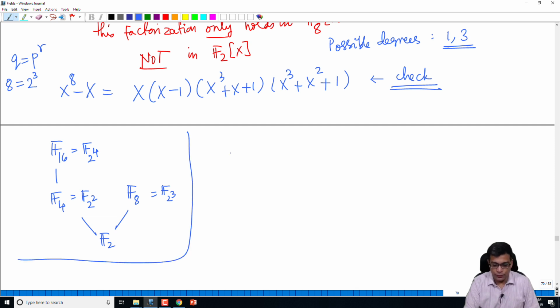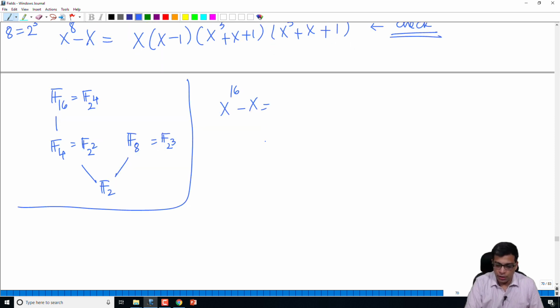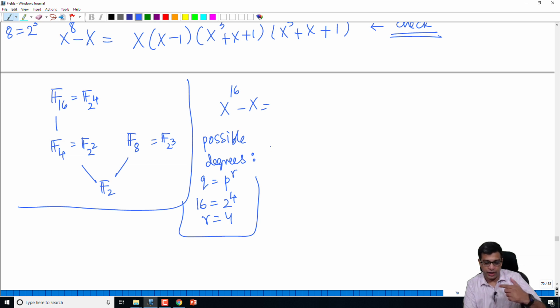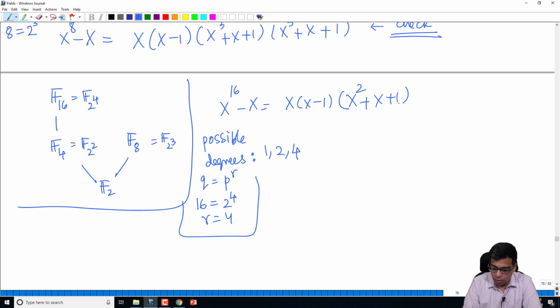Okay, so in this, if you take x^16 minus x, how do you factor this? Here possible degrees are, because 16 equals 2 power 4, so r equals 4, right? So possible degrees are things that divide 4, that means 1, 2, 4, and a simple calculation will tell you that the factorization we are looking for is there will be degree 1 polynomials, there is a degree 2 polynomial.